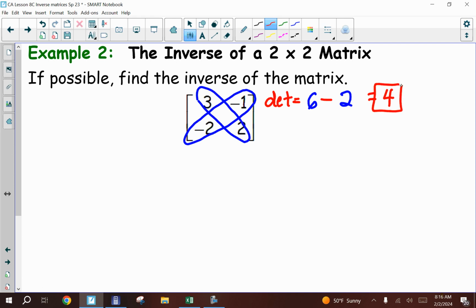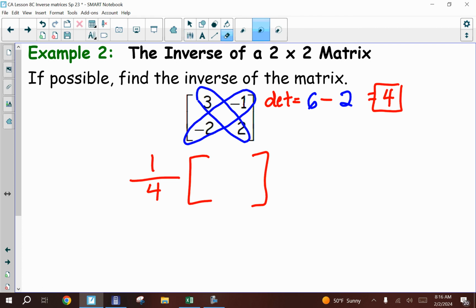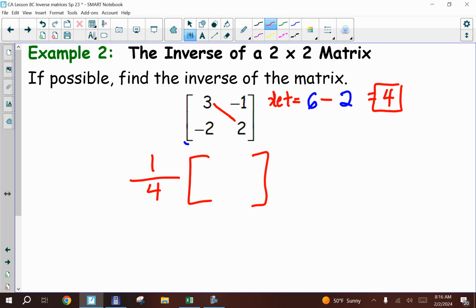Now, we use that to calculate the inverse. So that determinant has to go at the bottom of a 1, and then we have to create that adjoint matrix, which basically is another pattern you just kind of have to remember. So the pattern for this is switch these two. So I'm going to put 2 right here and 3 right here. And then for the other two, you just got to flip their signs. So this -2 becomes a +2, and this -1 becomes a +1.